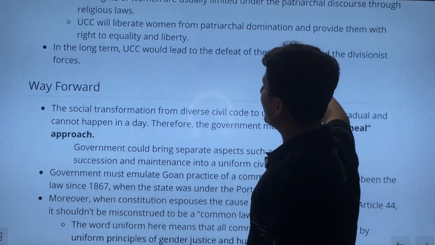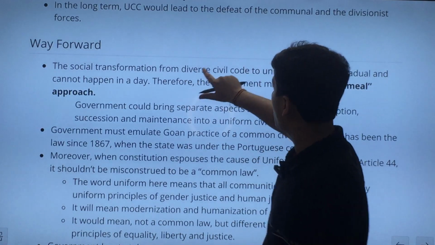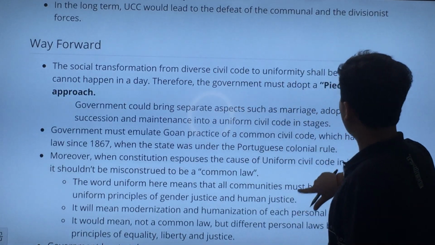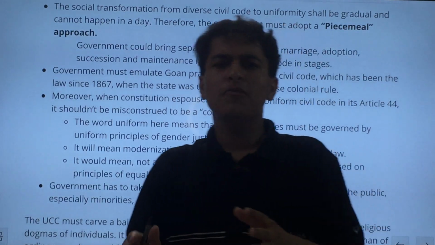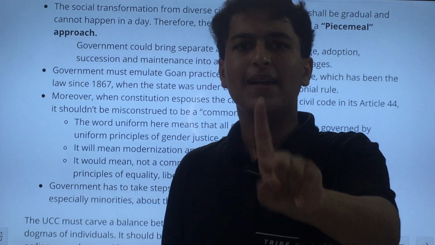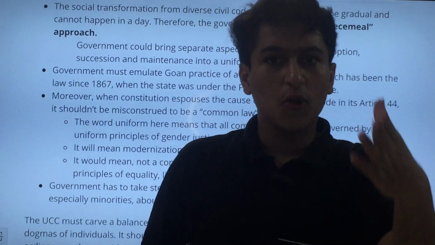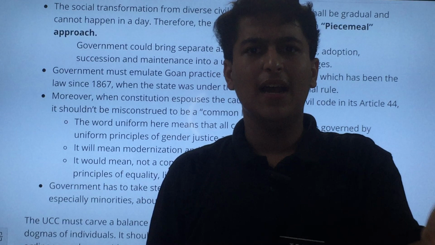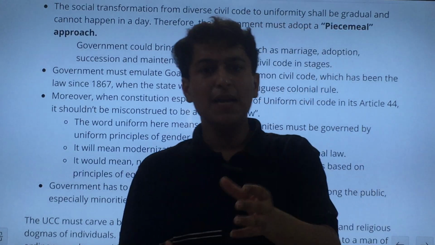Alright, so what is the way forward? The way forward is that the social transformation from diverse civil codes to uniformity shall be gradual and cannot happen in a day. मतलब अगर हमें यूनिफॉर्म सिविल कोड को इम्प्लीमेंट करना है तो एक दिन में नहीं आ सकता, हमें बहुत टाइम चाहिए और हमें प्रोसीजर के साथ फॉलो करना पड़ेगा. ऐसे नहीं है कि हमारे देश में यूनिफॉर्म सिविल कोड एग्जिस्ट नहीं करता, कई मैटर्स में करता है.